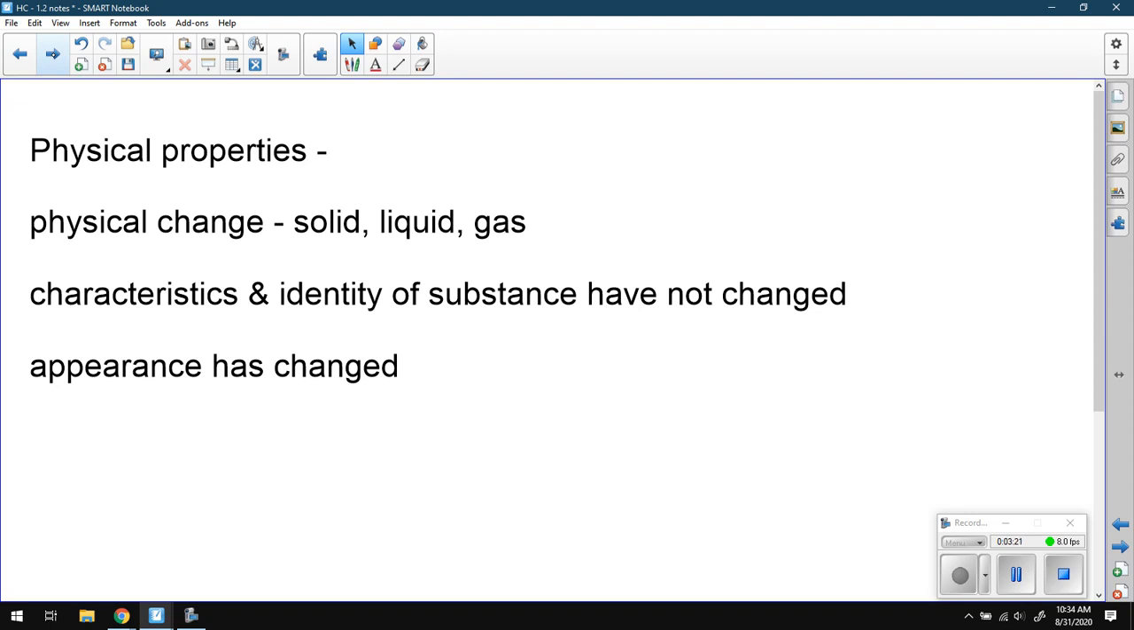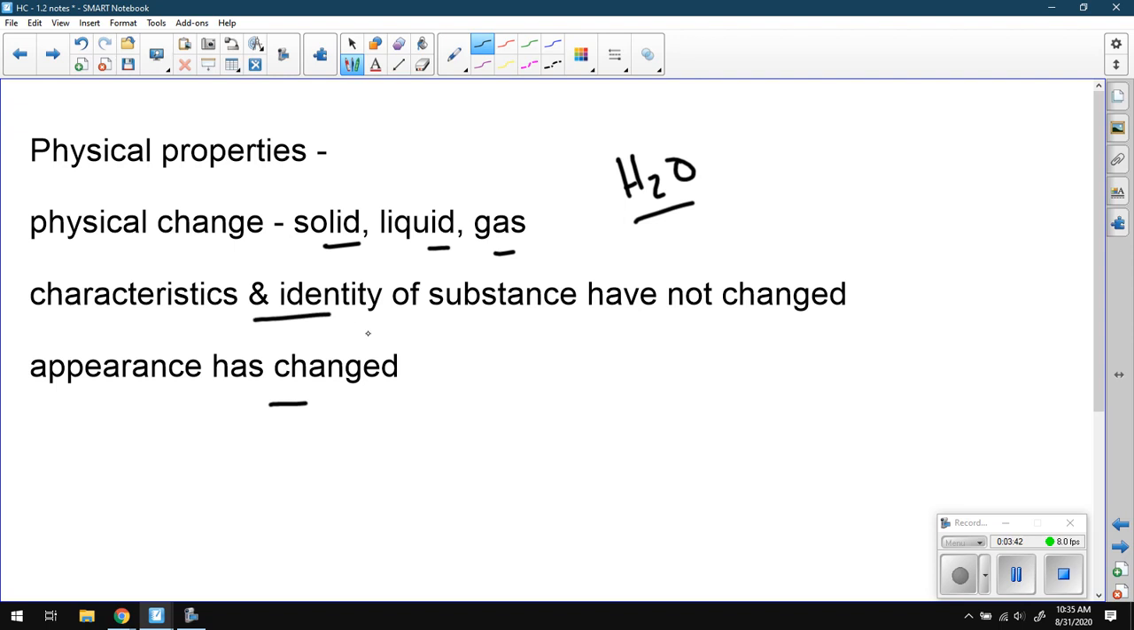Why has that occurred? Let's talk about water. Whether we have H2O as a solid, a liquid, or a gas, we know that we still have the chemical H2O. Its appearance has changed, but a lot of its characteristics and identities have not. Now, have some of the properties changed? Yes, but it is still the exact same chemical.